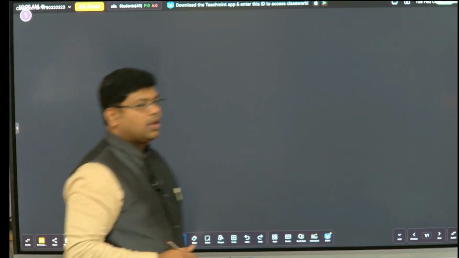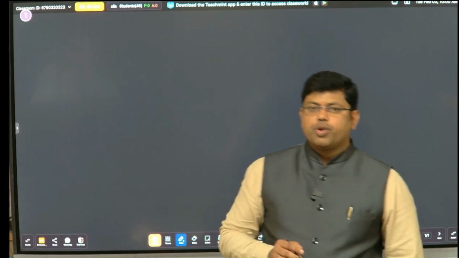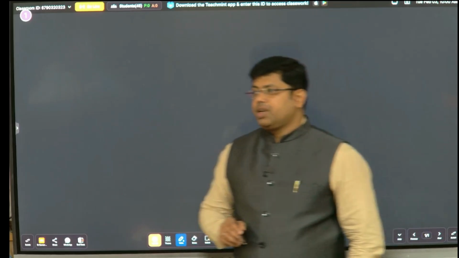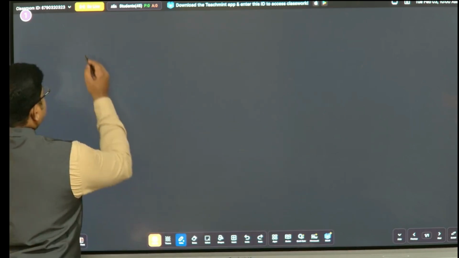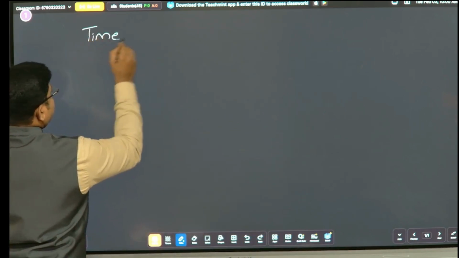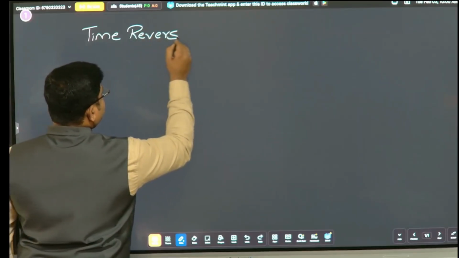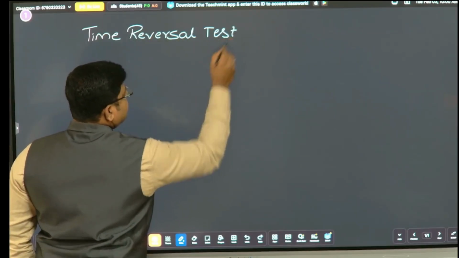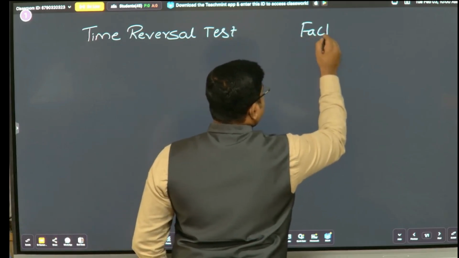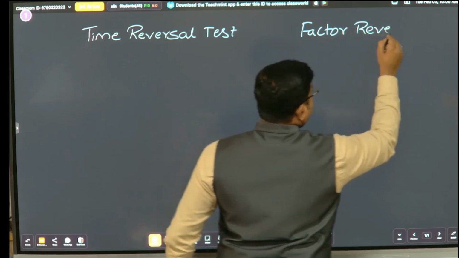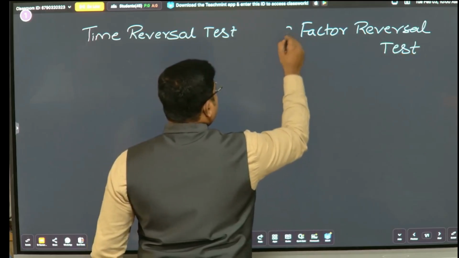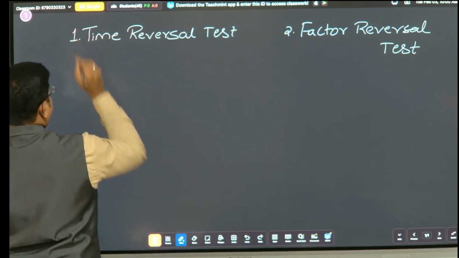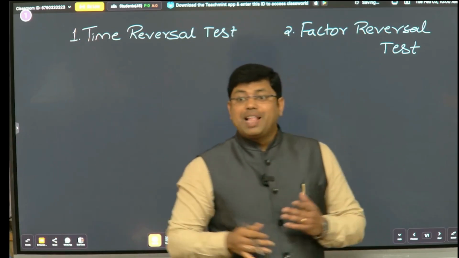Yes, students. Once again, very good morning. Today I am going to teach you the time reversal test and factor reversal test in index number. So, what are these tests? The first one is time reversal test and the second is factor reversal test. These are two main important tests to check which formula is ideal.